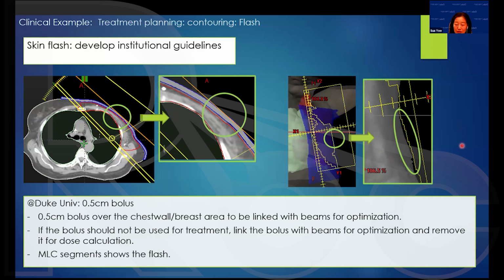But for the treatment, if the patient is not going to use the bolus, again, we have to remove the bolus and run the dose calculation. But the bolus should be added before optimization, and then the dose calculation is done without bolus for treatment.